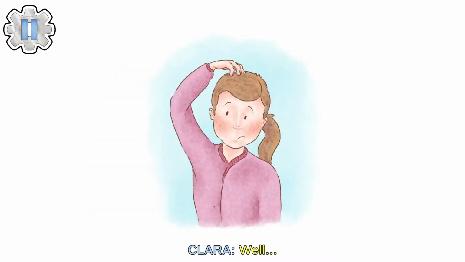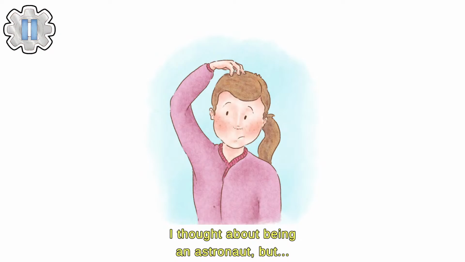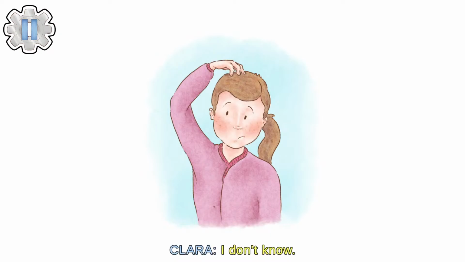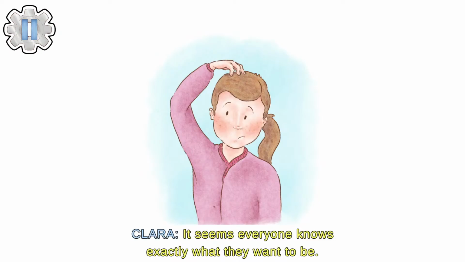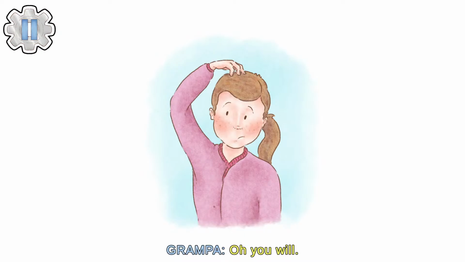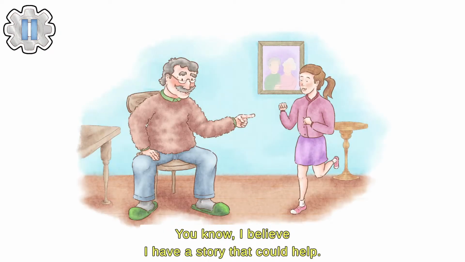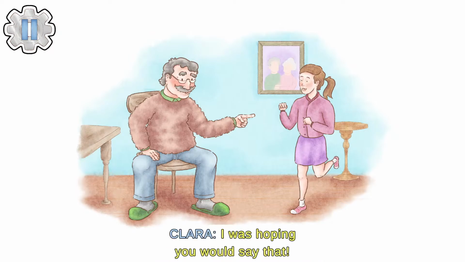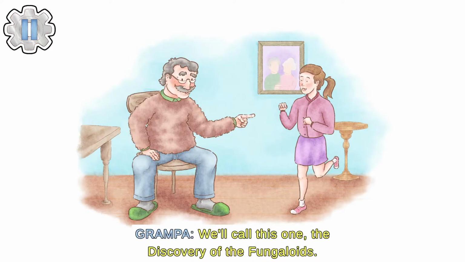Well, I thought about being an astronaut, but I don't know. Confused, she scratches her head. It seems everyone knows exactly what they want to be. What happens if I can't figure it out? Oh, you will. You know, I believe I have a story that could help. I was hoping you would say that. Clara hops in excitement. We'll call this one The Discovery of the Fungaloids.